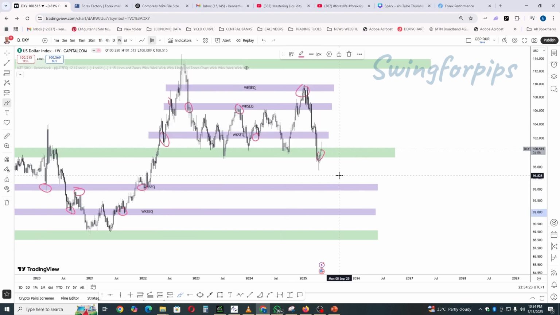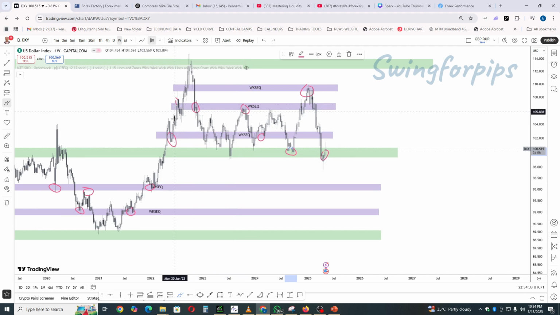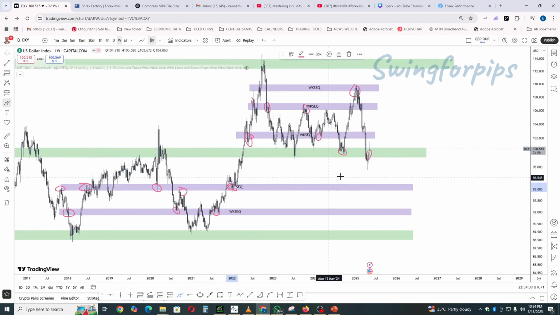Okay, so for instance, here we have resistance. Here on the monthly we have support. Here we have resistance. Here we also have support right here. Here we have support. And then here we have resistance. Here we have support. Here we have support. Here we have resistance, and then we have support right here.